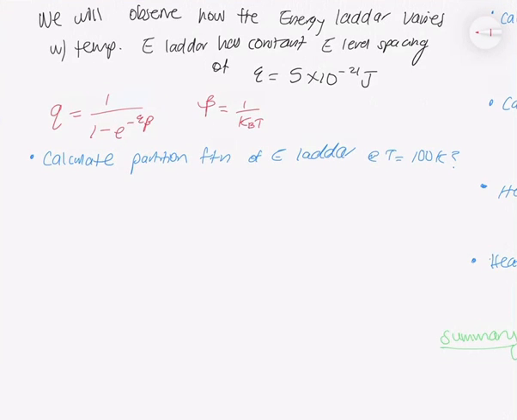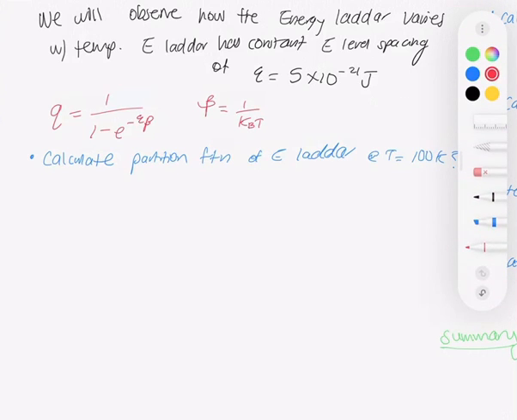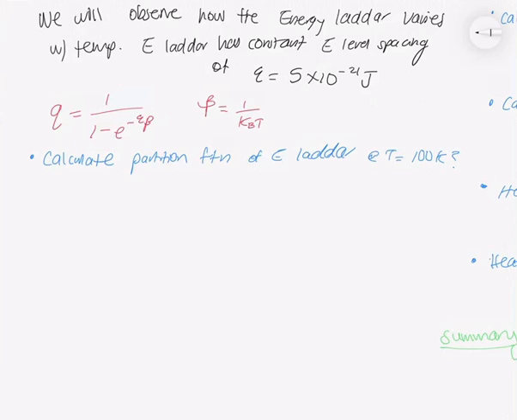We will observe how the energy ladder varies with temperature, and the energy ladder has a constant energy level spacing of 5 times 10 to the negative 21 joules. So the equation we'll use here is shown in red. What I'm going to do is solve the first problem, where it says to calculate the partition function of an energy ladder at 100 Kelvin.